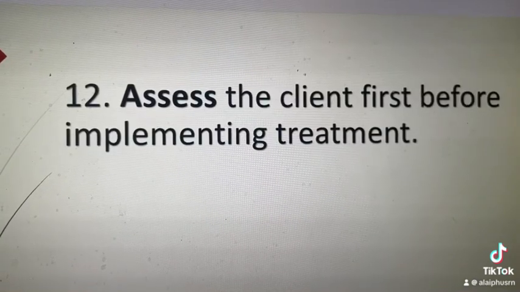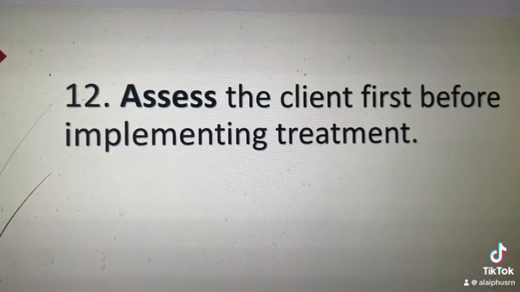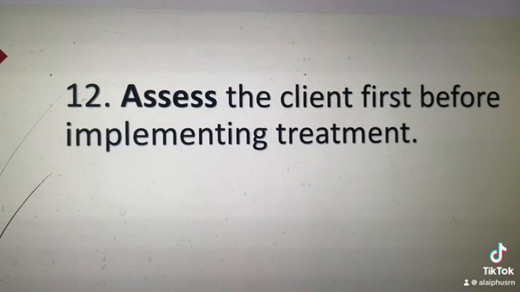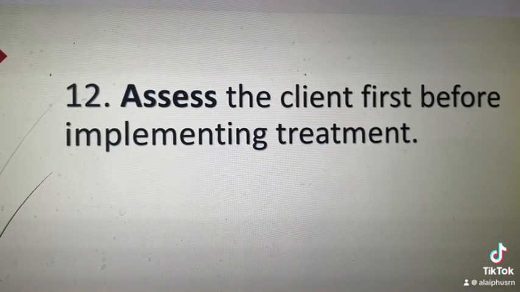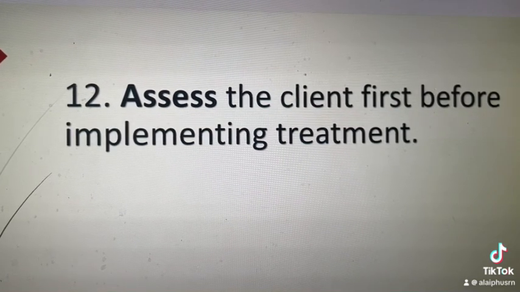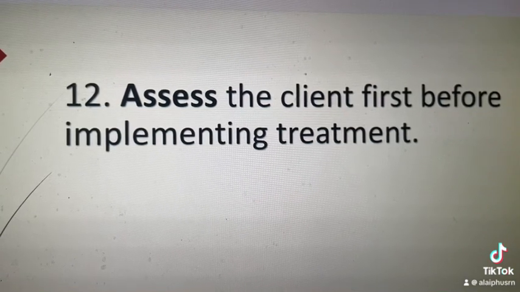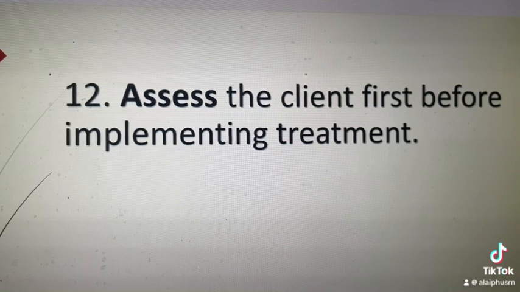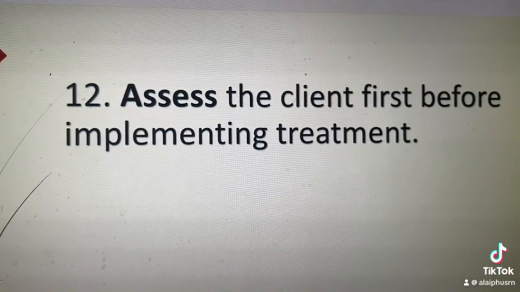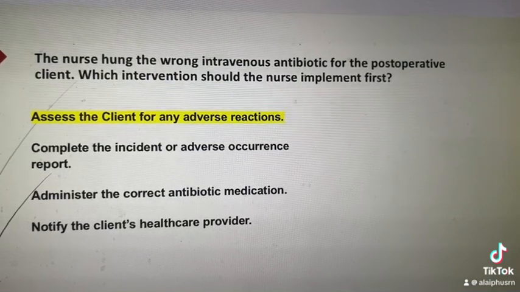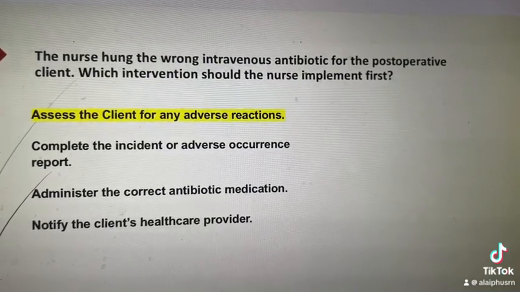Moving forward, let's do number 12: assess the client first before implementing treatment. As we all know, the nursing process starts with assessment, assessing the problem, then diagnosis, planning, implementation or nursing intervention, and the last one, evaluation, evaluating if the nursing implementation was effective. So going forward, this would be our multiple choice for this particular strategy.